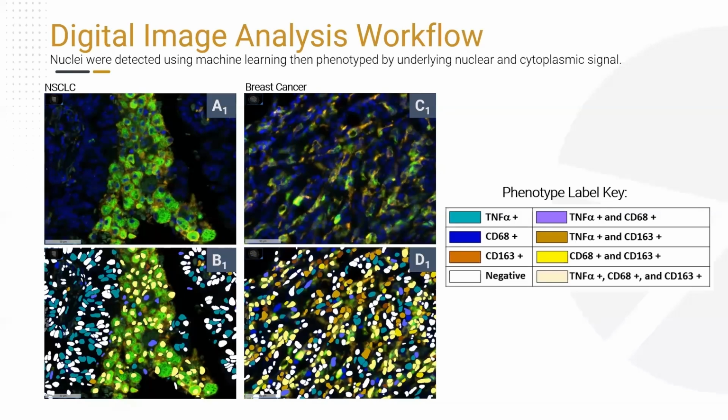On the top, we have this without the labels, and on the bottom, we have the phenotype labels. And then on the right, I have the breast cancer tissue, again, with the labels on the bottom and without the labels on the top. On the right there is a key showing the different color labels that are associated with the various cell phenotypes.